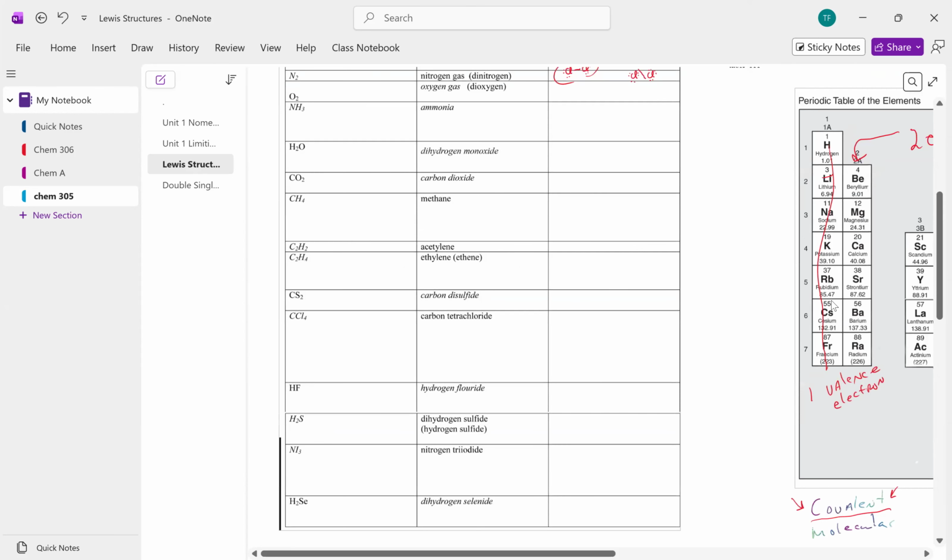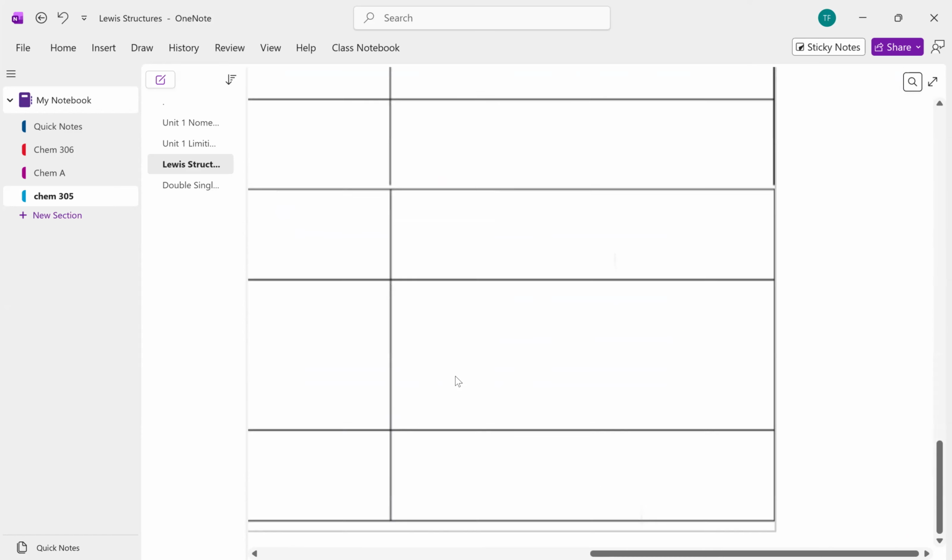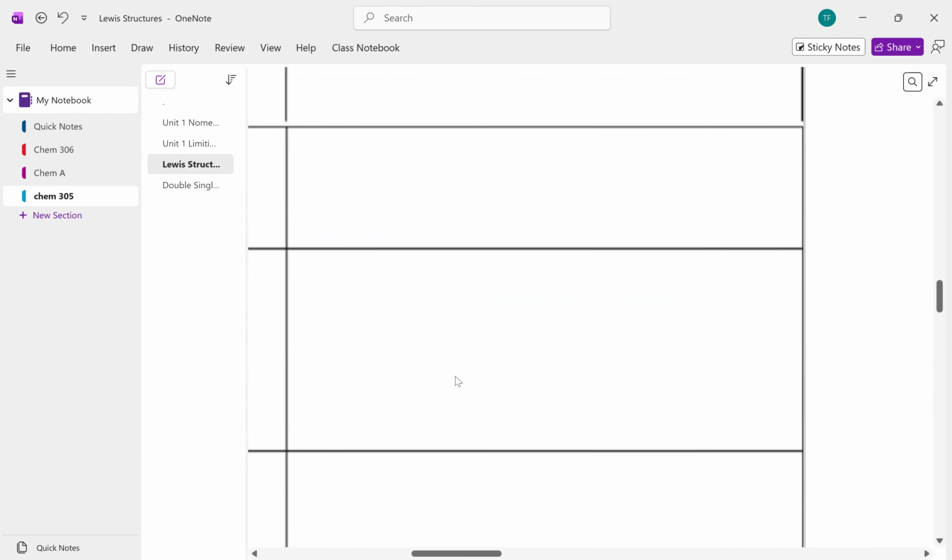Okay, so let's do this one. So that was NI3. Step one is choose the most complicated one in terms of numbers of singletons first.